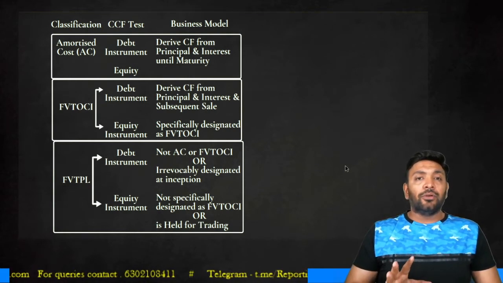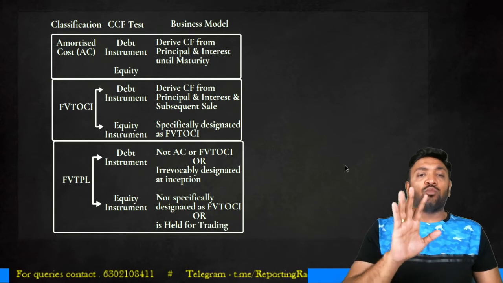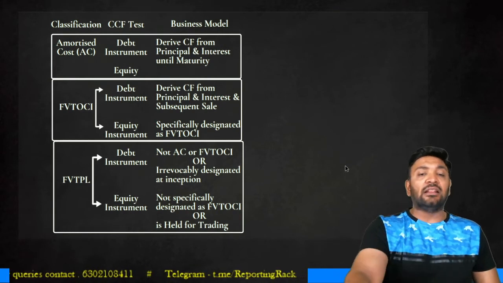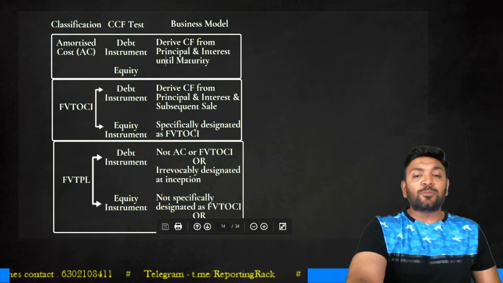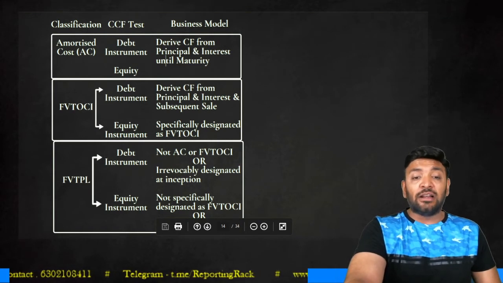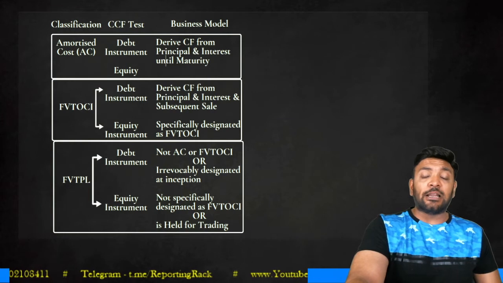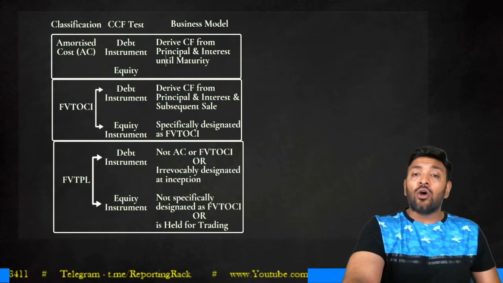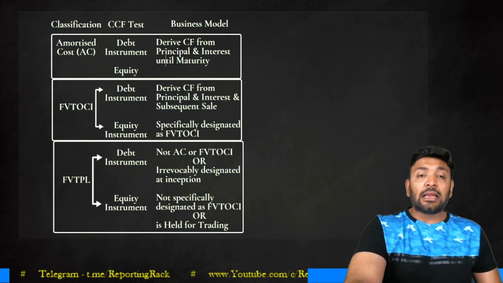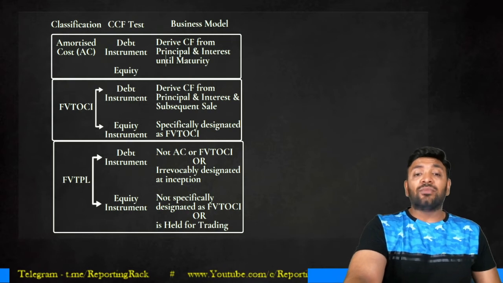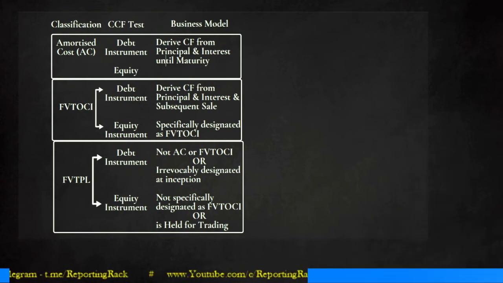Clear? Have a good look at whatever is written in this particular slide, because this slide will give you a lot of inputs on when to classify each instrument either as FVTPL or FVTOCI or amortized cost. It completely depends upon two tests, that is your instrument level test and your business model test.